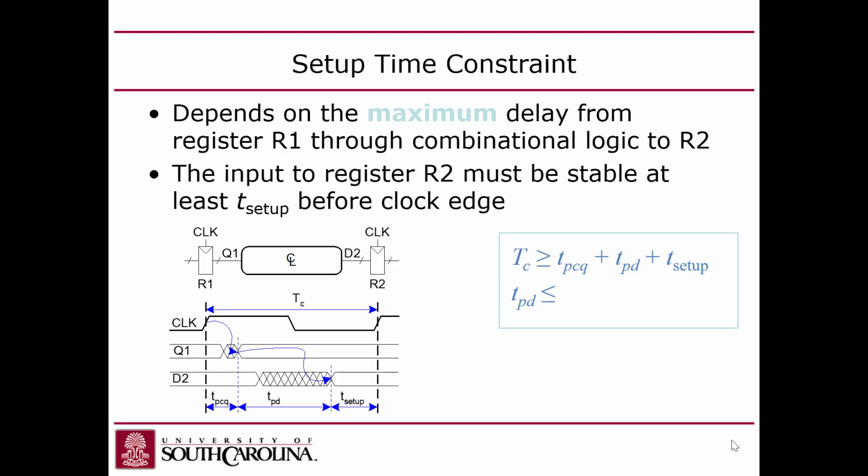Now remember that this T sub PD propagation delay is the worst case propagation delay. It comes from the critical path of the circuit. Remember, logic circuits don't necessarily have the same delay through them from the inputs to the outputs, right? So there's the notion of a critical path, which is the longest delay path through the circuit, and that's what you base your propagation delay on. It's the worst case delay.